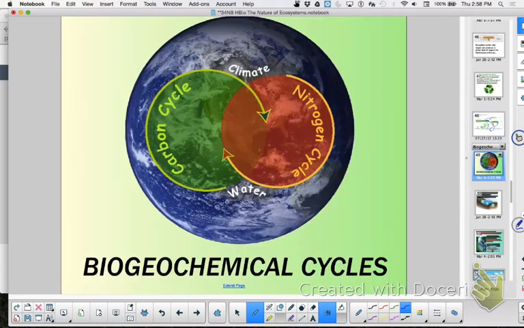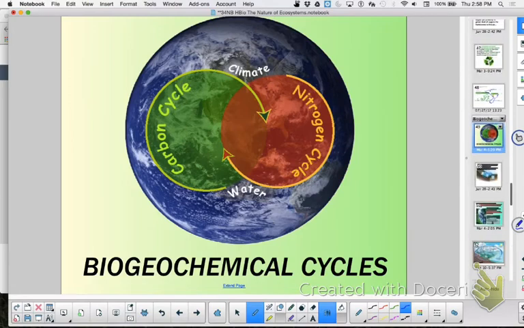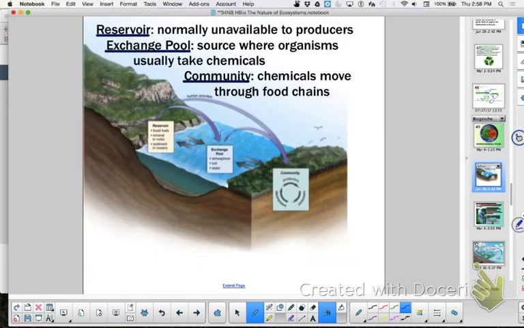All right, next, cycles. Okay, so let's go through our cycles. The easiest one is the water cycle. Oh, wait, let me do this first. Okay, the reservoir is where it's found, right? Exchange pool is where usually an autotroph can access it. And community, it moves through the community, right?